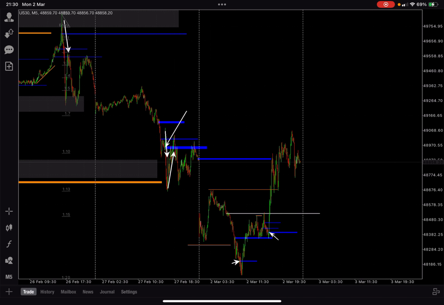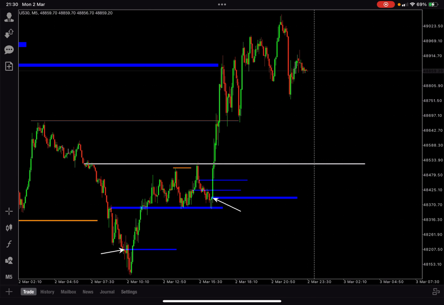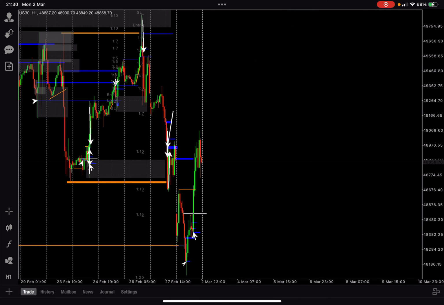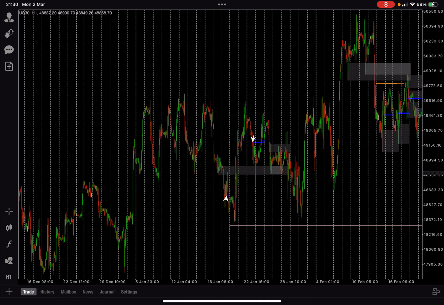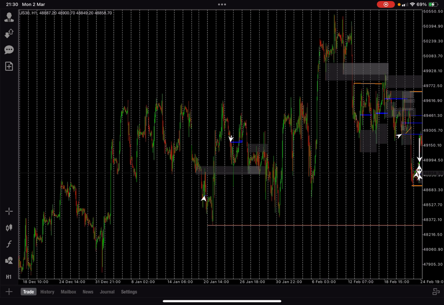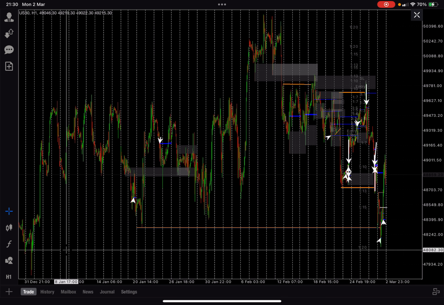Now we go on to today. I've already done the lines. Today we had a bearish bias. And the reason for that is because if we go over to your left, we have taken that weekly low here, monthly low. Yeah, it looks like a monthly low.